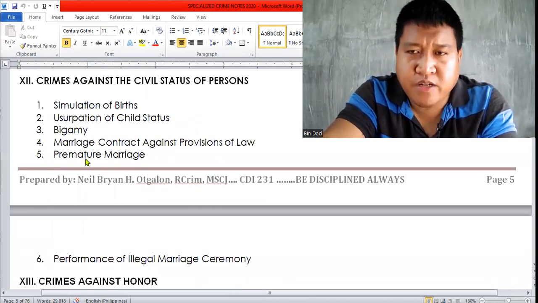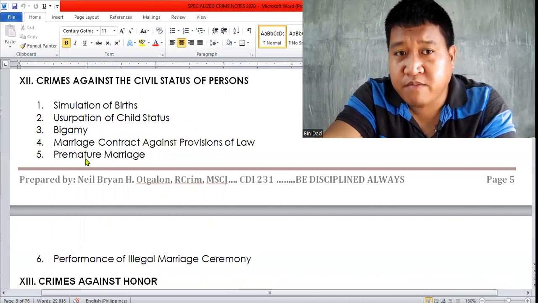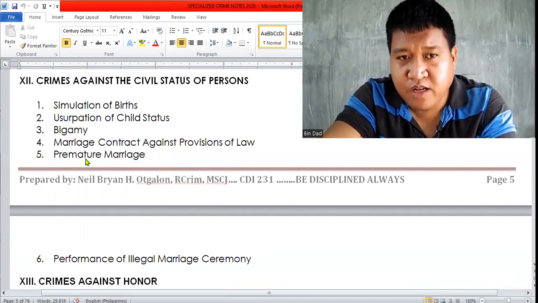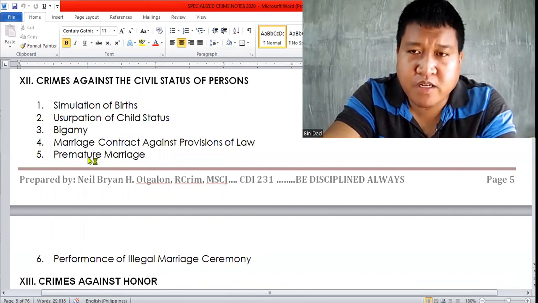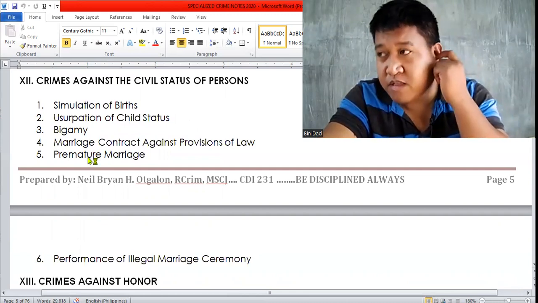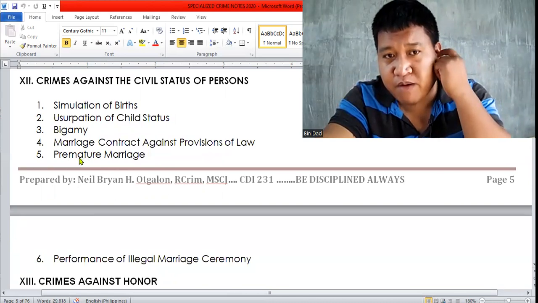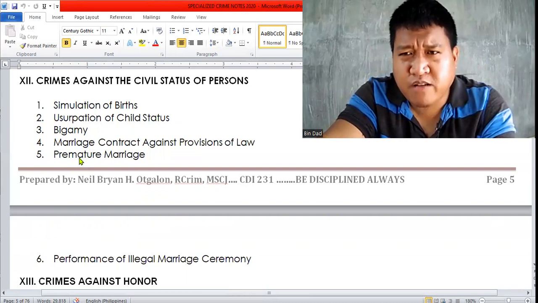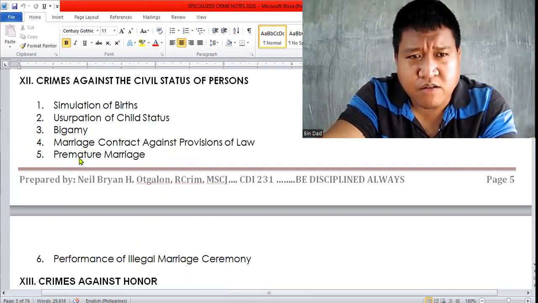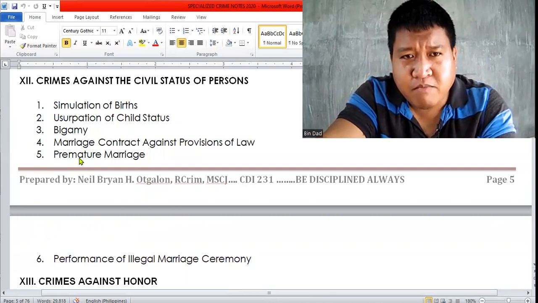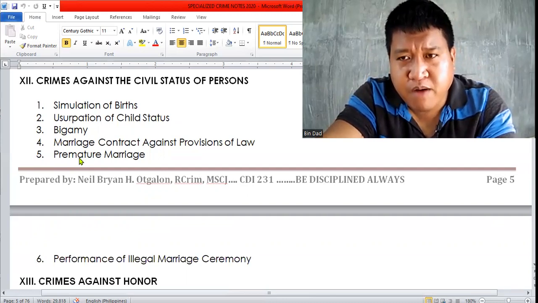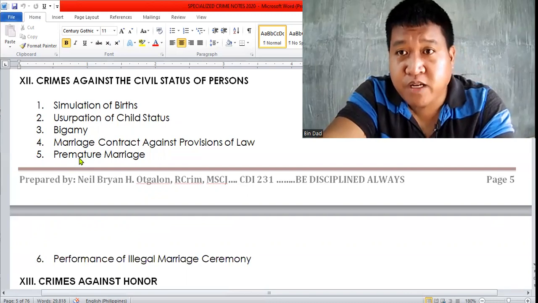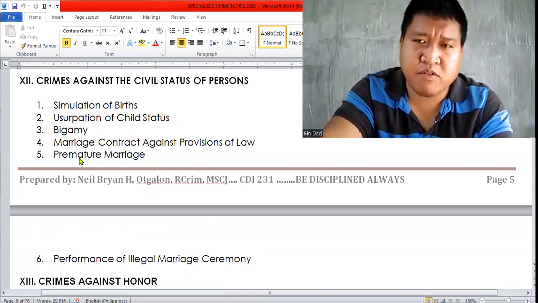Premature marriages. Itong premature marriage, hindi na yan crime. It has been decriminalized. No, hindi na crime ito. Itong premature marriage kasi is pinagbabawal ng batas ang isang byuda na babae ay mag-asawa within, if I'm not mistaken, 301 days. No? Hindi pwedeng mag-asawa ang isang babaeng byuda within that days. No, pag nag-asawa ka within those days, then that is premature marriage. But ngayon, sabi ko nga, it is not anymore a crime.